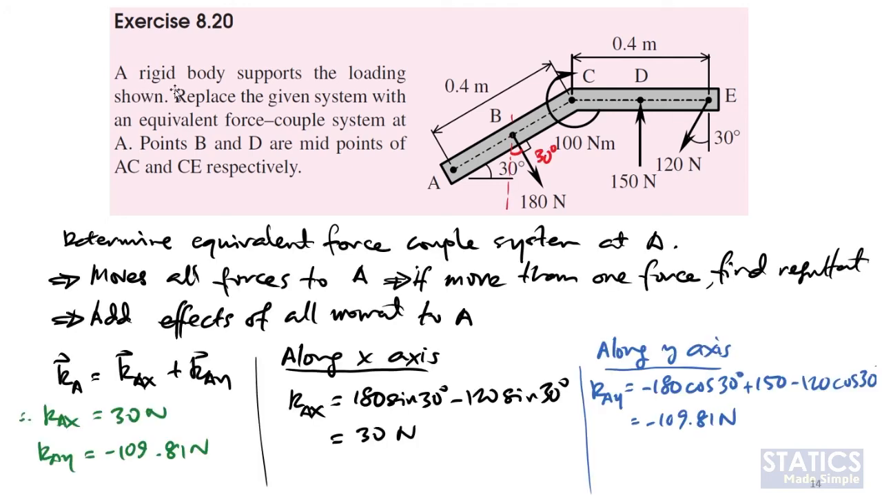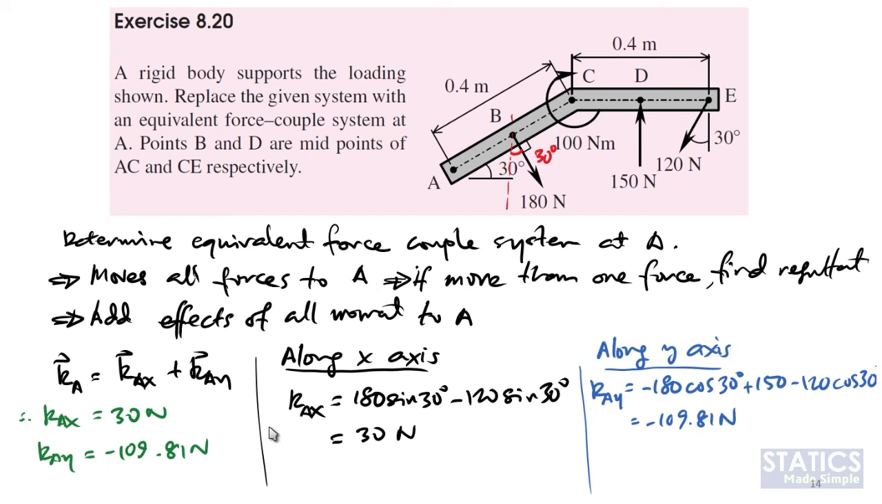For example, in this question, we want to find the equivalent force couple system at point A. To do that, we have to move all the forces to point A. If we have only 180 Newton, we can just put 180 Newton at A and be done. However, in this case, we have more than one force. We have 3 forces here, so we need to find the resultant of these 3 forces at A. That's what I did here.